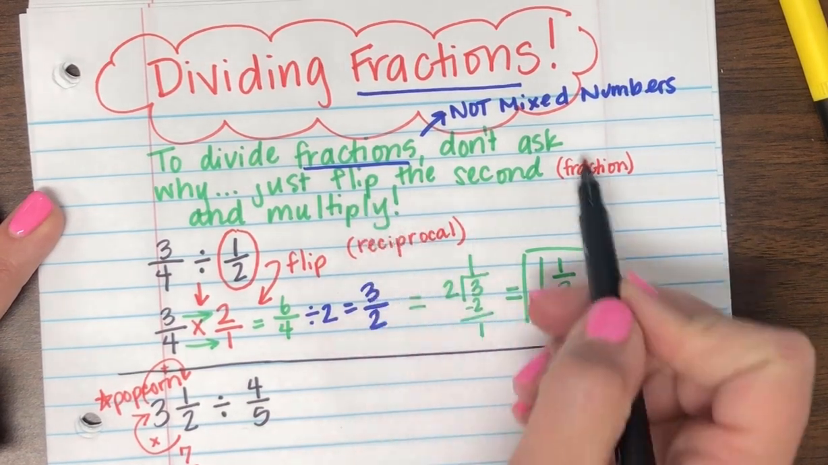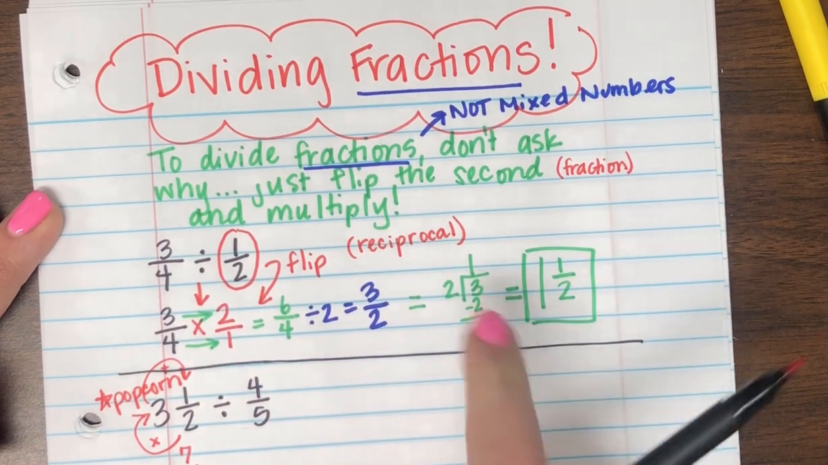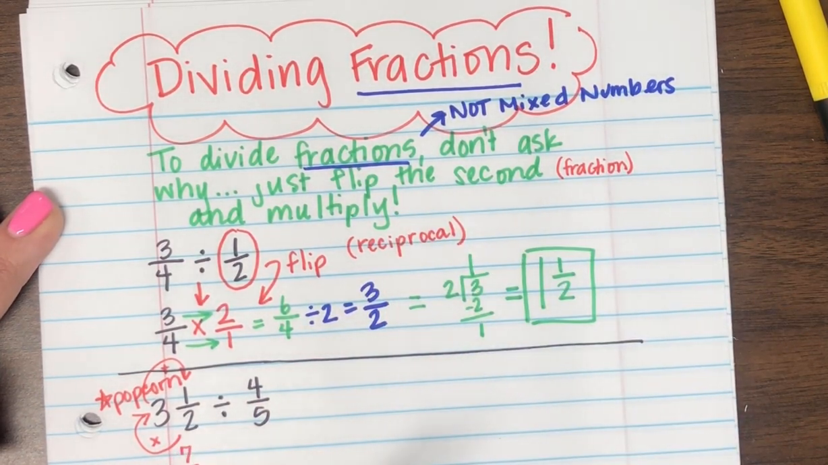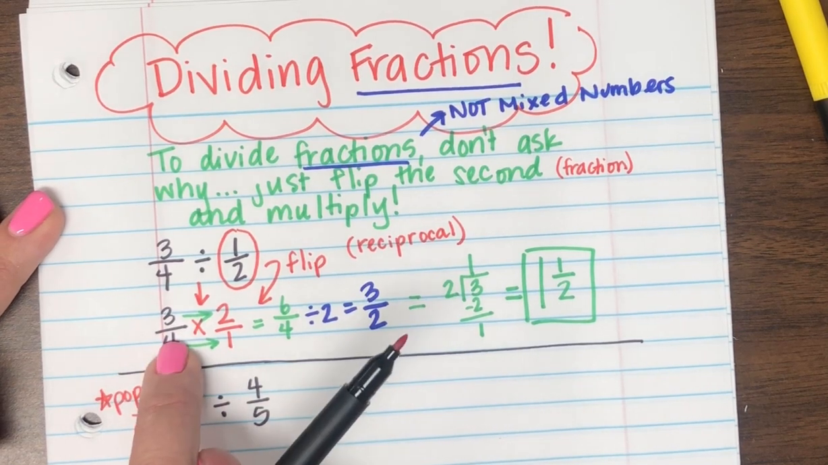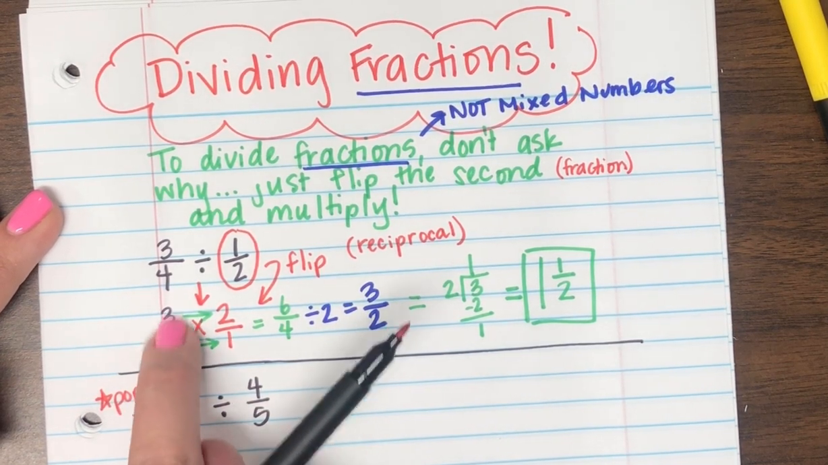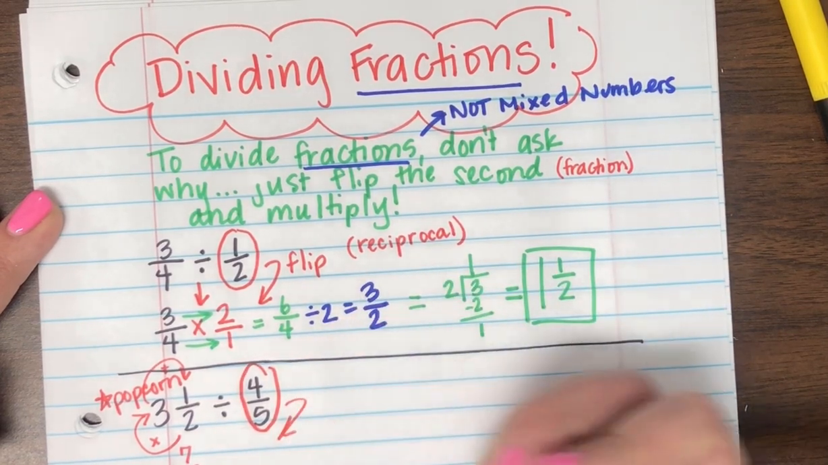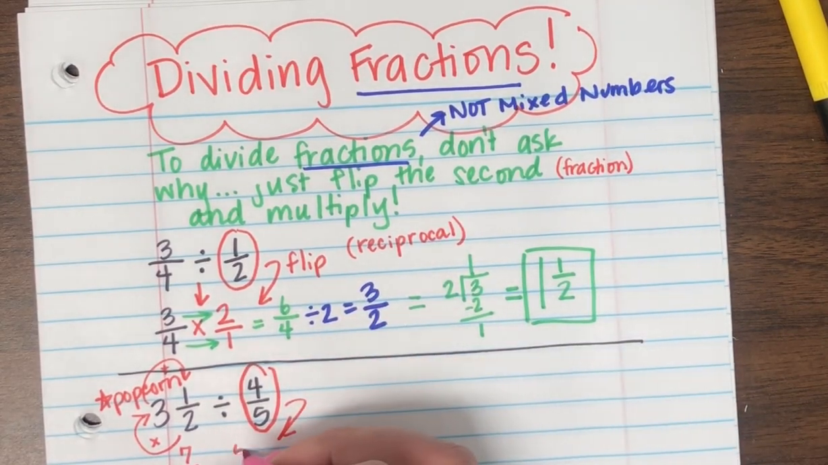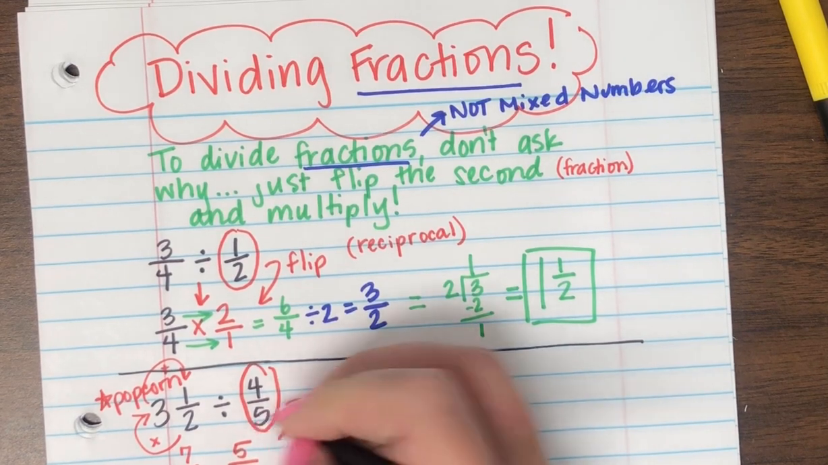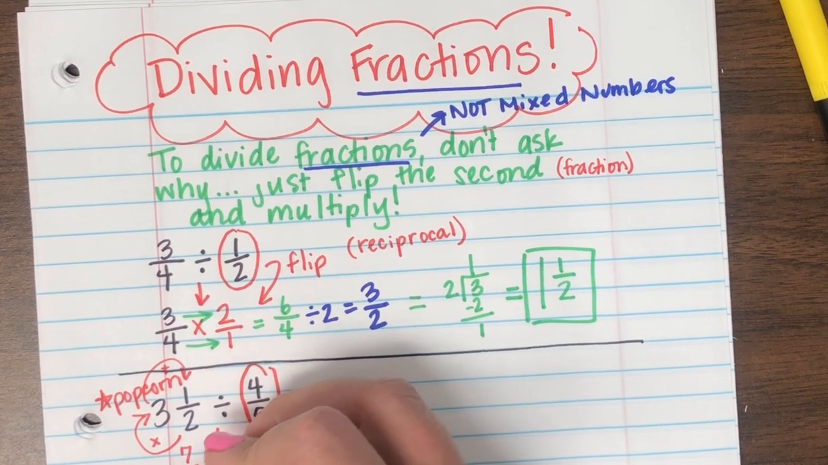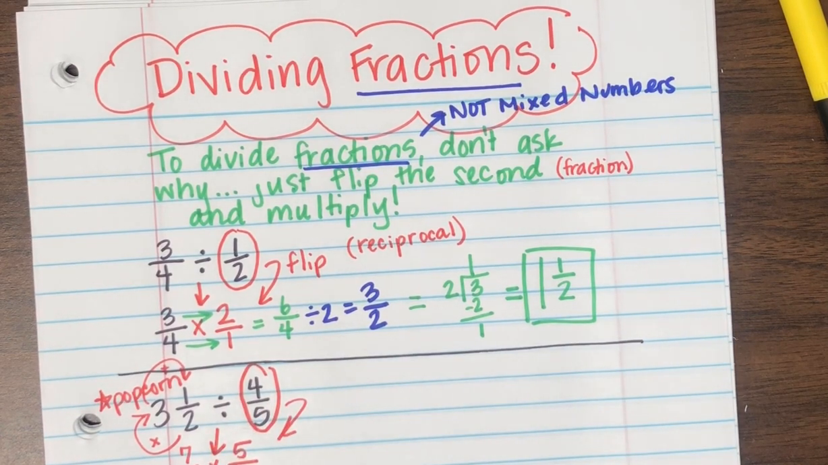And then our division of fractions rhyme says flip the second fraction. Notice this one did not flip, just like up here in this example, 3/4 did not flip. This second fraction is going to flip. So instead of 4/5, it's going to be 5/4. So flip the second and multiply. So it becomes a multiplication problem.